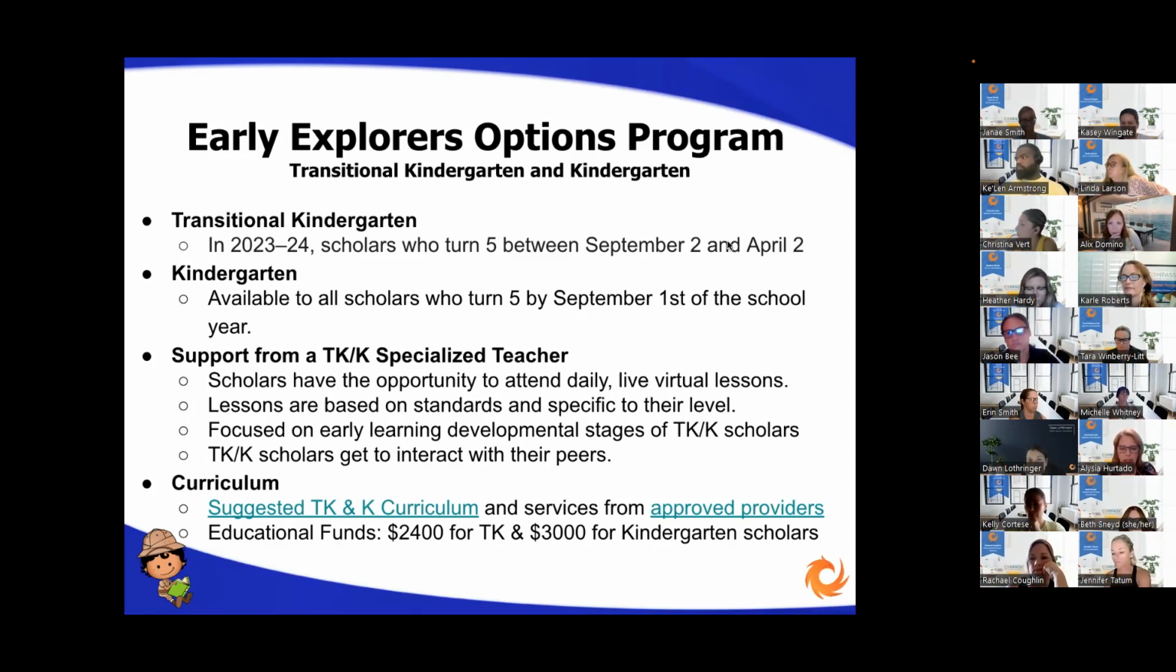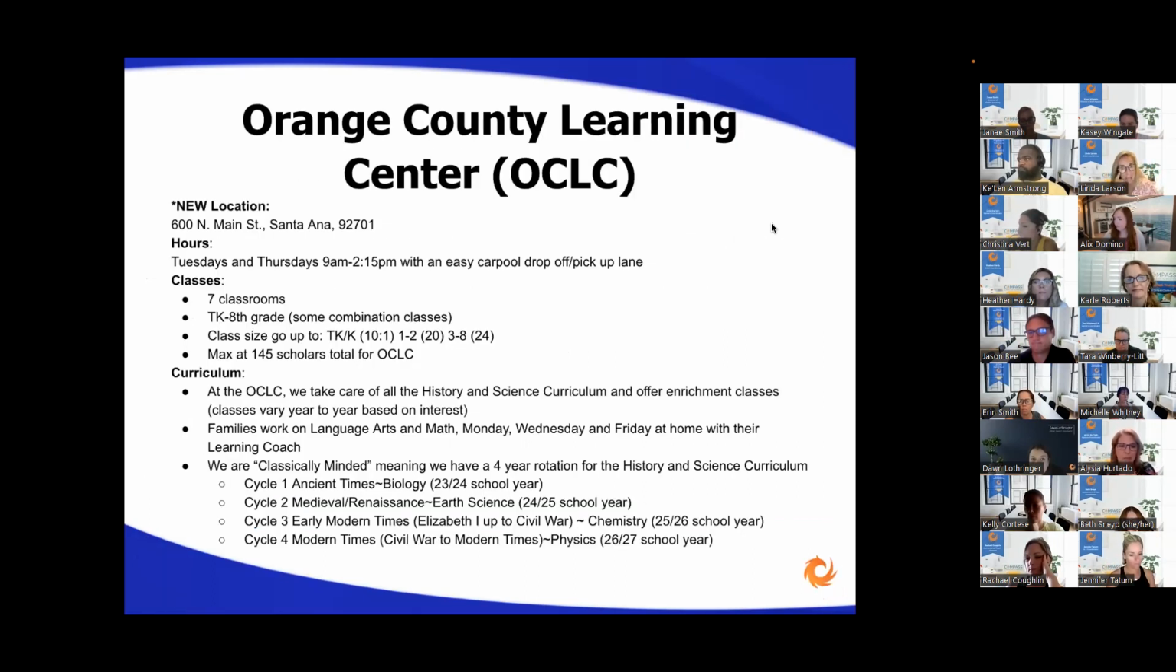And again, our TK scholars, they get about $2,400 for the full year, $1,200 each semester. And our kinder scholars get the $3,000 funding, so $1,500 per semester. And with that, I'll send it over to our OCLC and let them tell about their program.